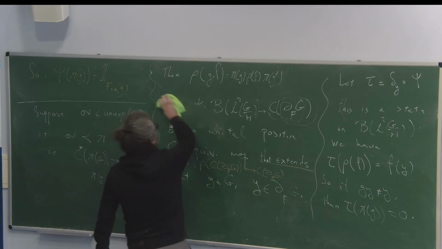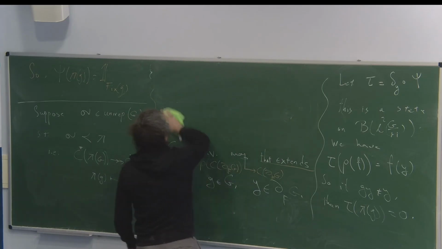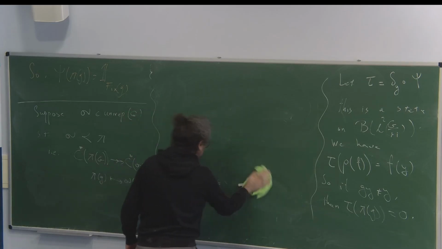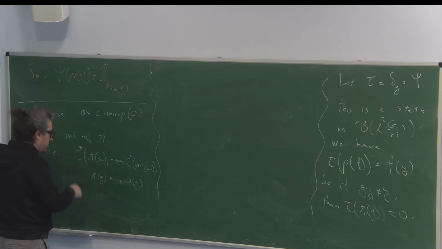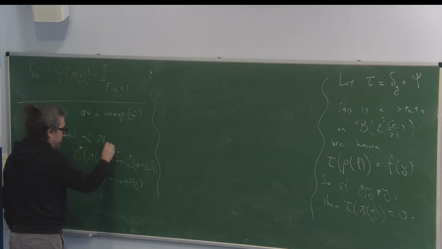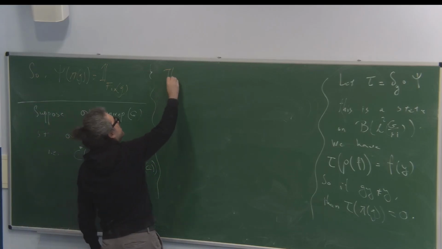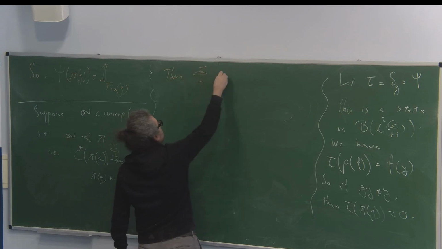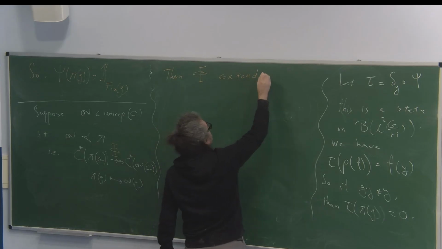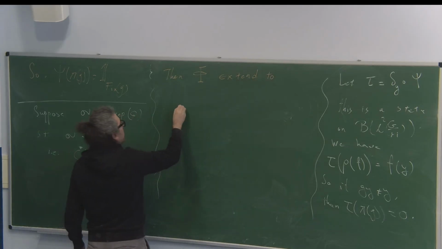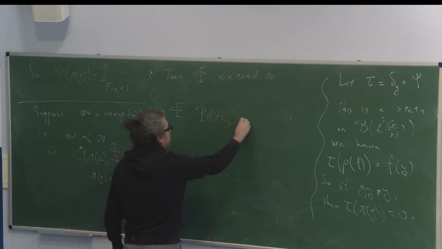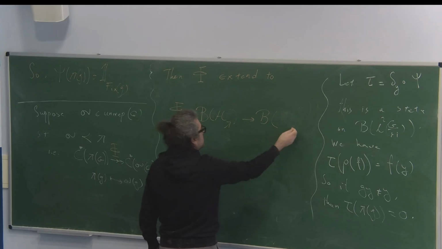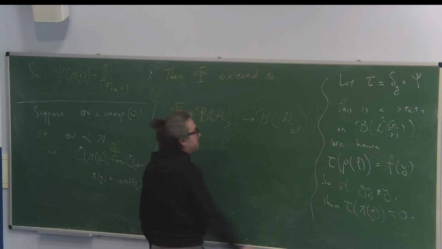Okay. Then, so what do I call this map? Let me call it phi. Then phi extends to, I still denote it by phi. I don't want to add a tilde now. From B of H pi, all bounded operators on H sigma.